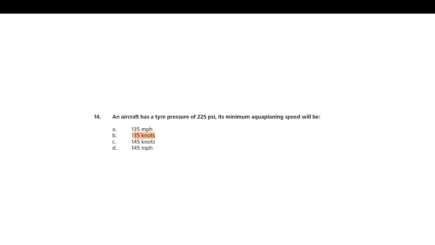An aircraft has a tire pressure of 225 psi. Its minimum aquaplaning speed will be Vp equal to 9 into root 225. So 9 into 15, 135 is the correct answer. 14 B is the correct answer.